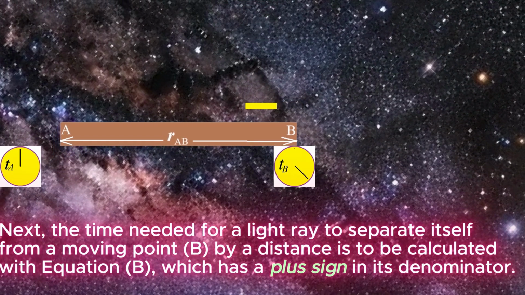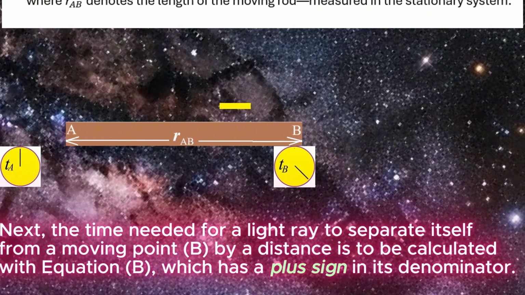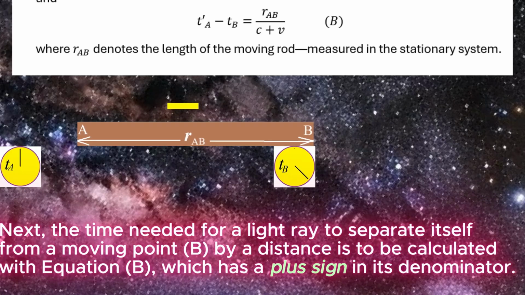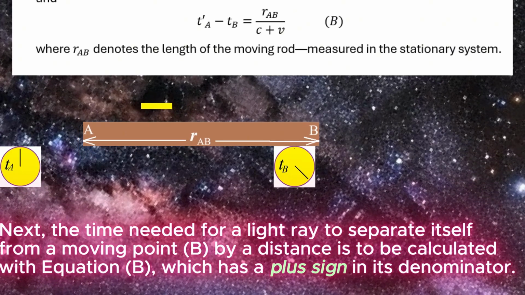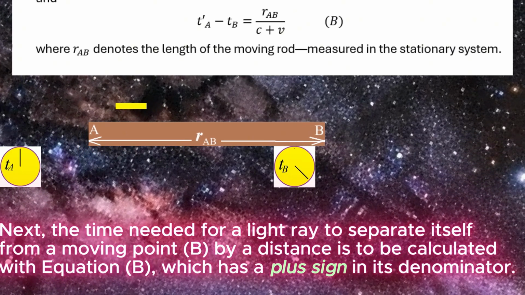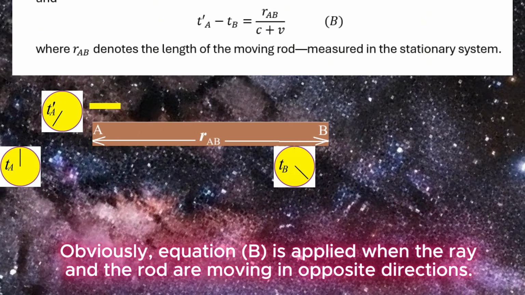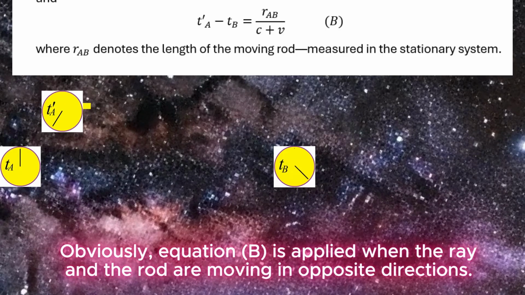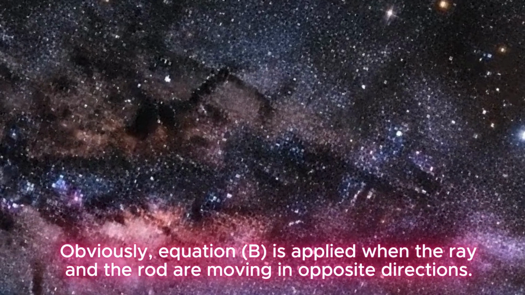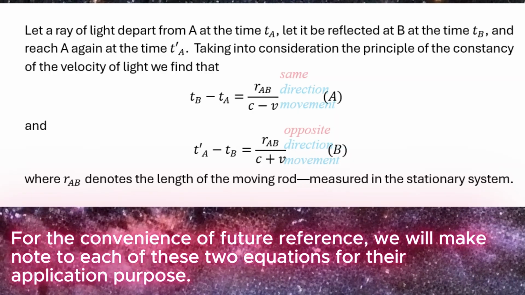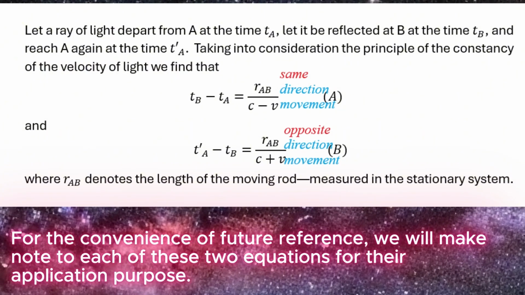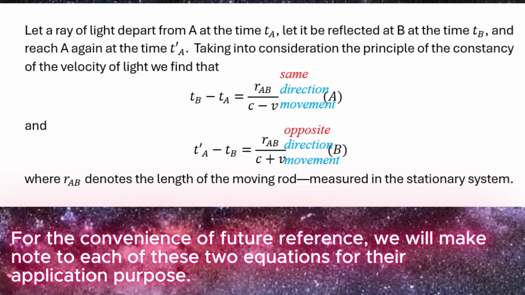Next, the time needed for a light ray to separate itself from a moving point by a distance is to be calculated with equation B, which has a plus sign in its denominator. Obviously, equation B is applied when the ray and the rod are moving in opposite directions. For the convenience of future reference, we will make note of each of these two equations for their application purpose.